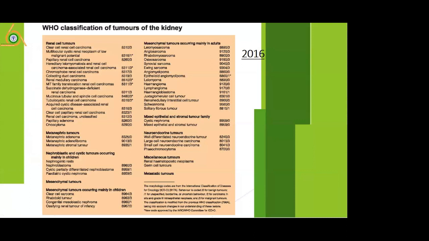So this is a preview of the 2016 classification in which a couple of new entities were there: MiT family translocation RCC, SDH deficient RCC. I'm sure you must have encountered these kinds of RCC sometime in your practice, and if you had specific IHC or genetic marker testing available, you could have picked it up. Otherwise, they actually have specific morphological criteria, and if you know them, you can easily pick them on morphology also and then confirm it with a diagnostic molecular assay. Next slide.